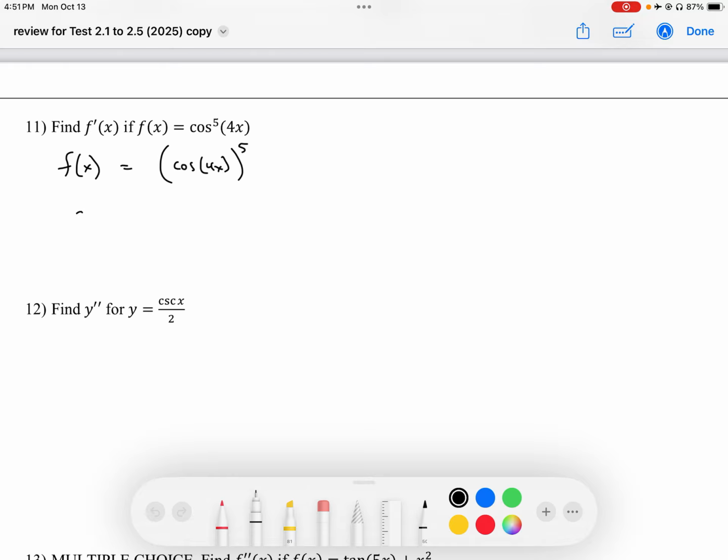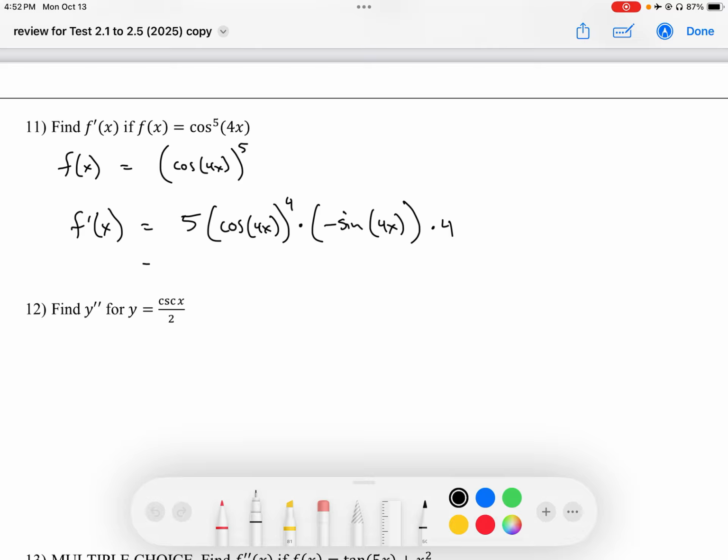So let's take the derivative of the something to the fifth power. And we would get 5 times that something to the fourth power. Next up, we need to multiply by the derivative of the next layer. The next layer is cosine. So we're going to multiply by the derivative of cosine, which is negative sine of 4x. Now we need to multiply by the derivative of the last layer, which is 4x. So that's times 4. Now we're done because there's only 3 layers here. Blob to the fifth, then cosine of blob, and then 4x.